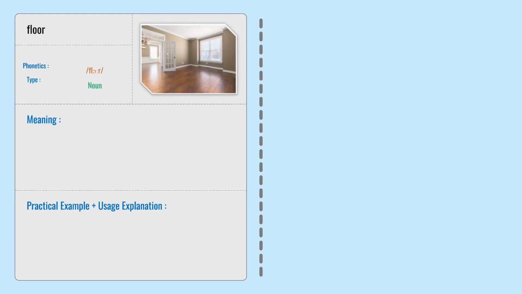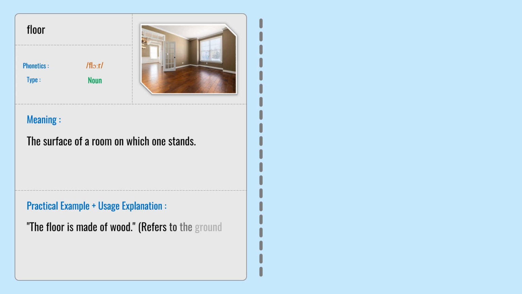Floor. The surface of a room on which one stands. The floor is made of wood. Refers to the ground surface inside a building or room.